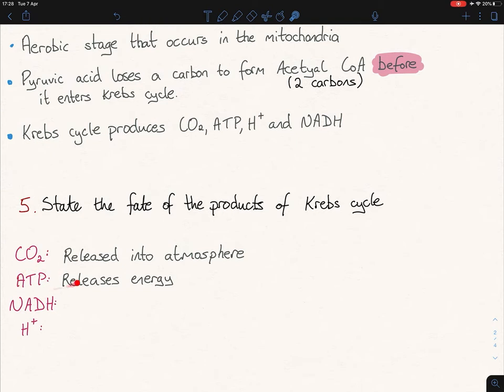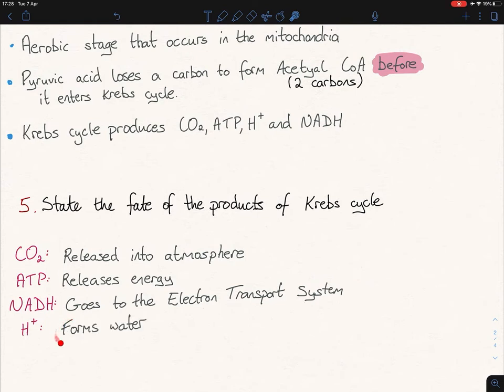ATP does what it normally does, it releases energy. NADH goes to another step, which is known as the electron transport system. We'll discuss that in a moment. And those protons go off to form water, which we'll discuss as well, because it ties in very much with the electron transport system. So they're the products of the Krebs cycle, and this is the fate of the products. And you need to know all four of them.